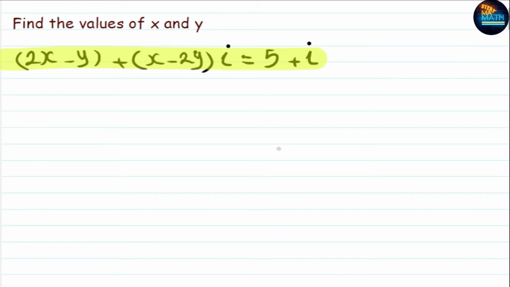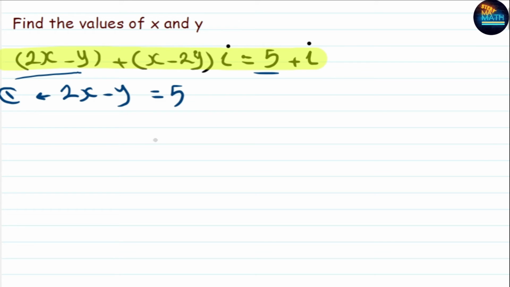Find the values of x and y. (2x minus y) plus (x minus 2y) times i is equal to 5 plus i. Now here, the real parts with the real parts. I mean 2x minus y is equal to 5. Now this is the first equation.